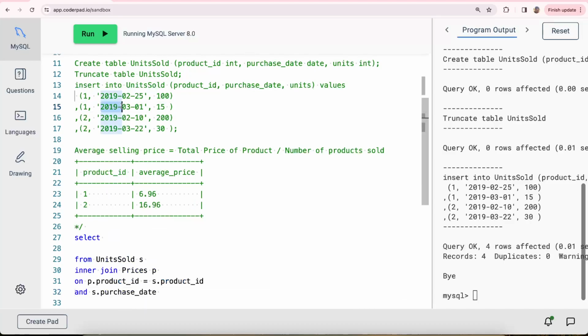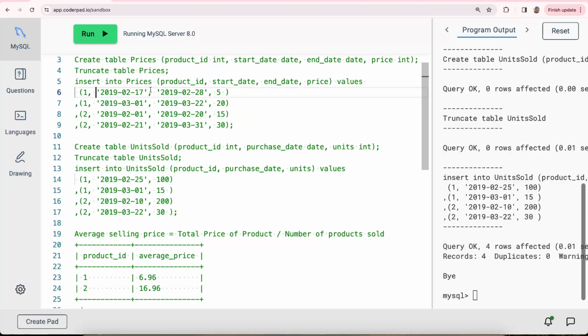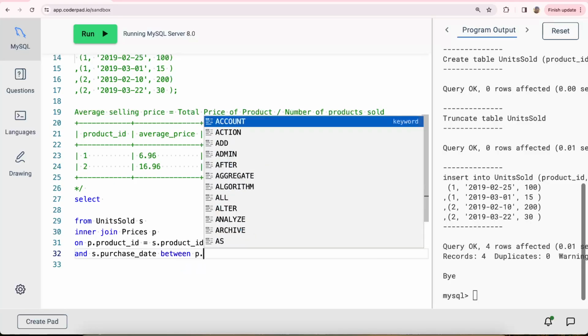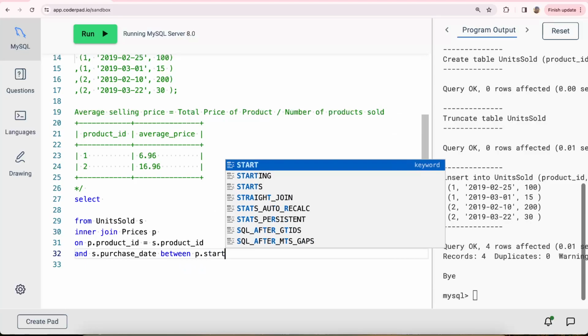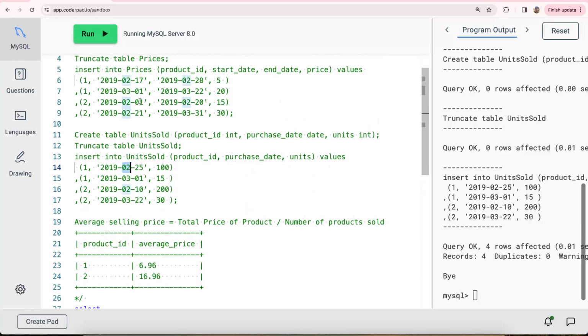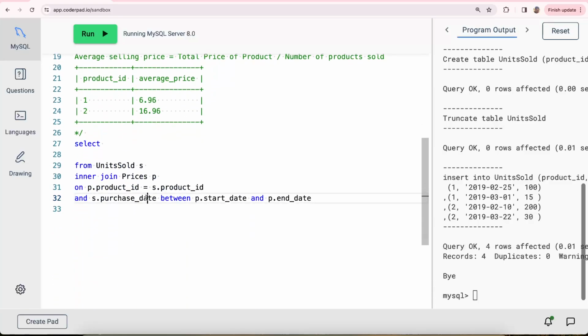So the purchase date has to be between the start date and end date to get the price of the product. So how will you say it? s dot purchase date between the price table's p dot start date and p dot end date. So the purchase date from the units table should be between the start and end date to get the product price. So we got that condition.